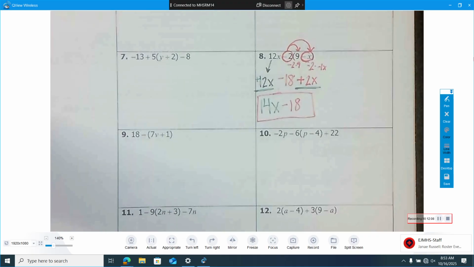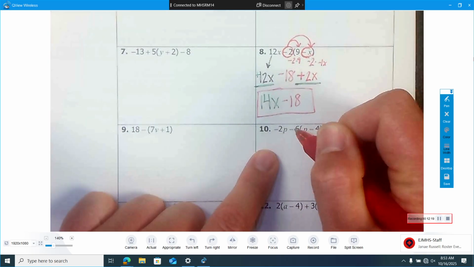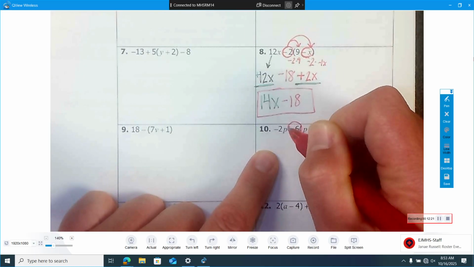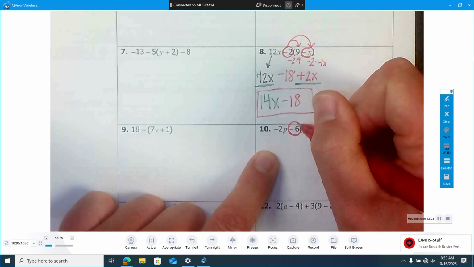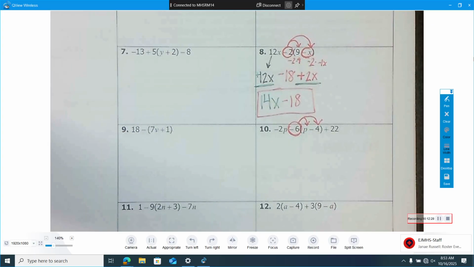Let's look at number 10. All right, number 10. We got to distribute. What are we going to distribute here? Negative 6. I love how you said the negative. That is the number right in front of the parentheses. We need to distribute it to both things inside the parentheses.